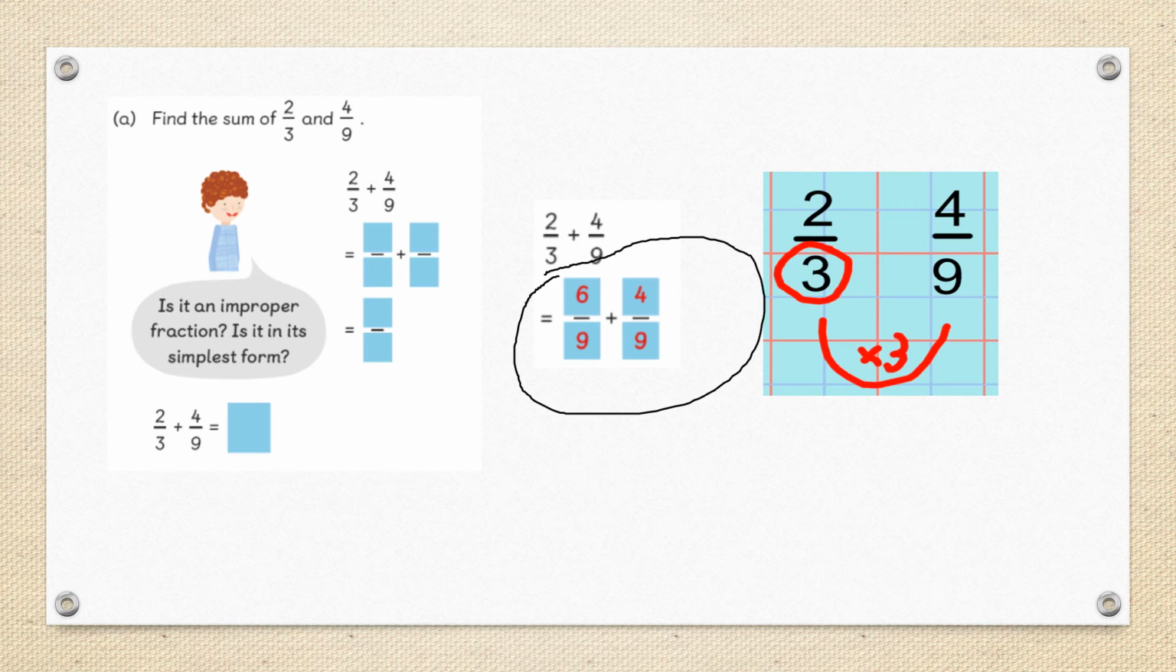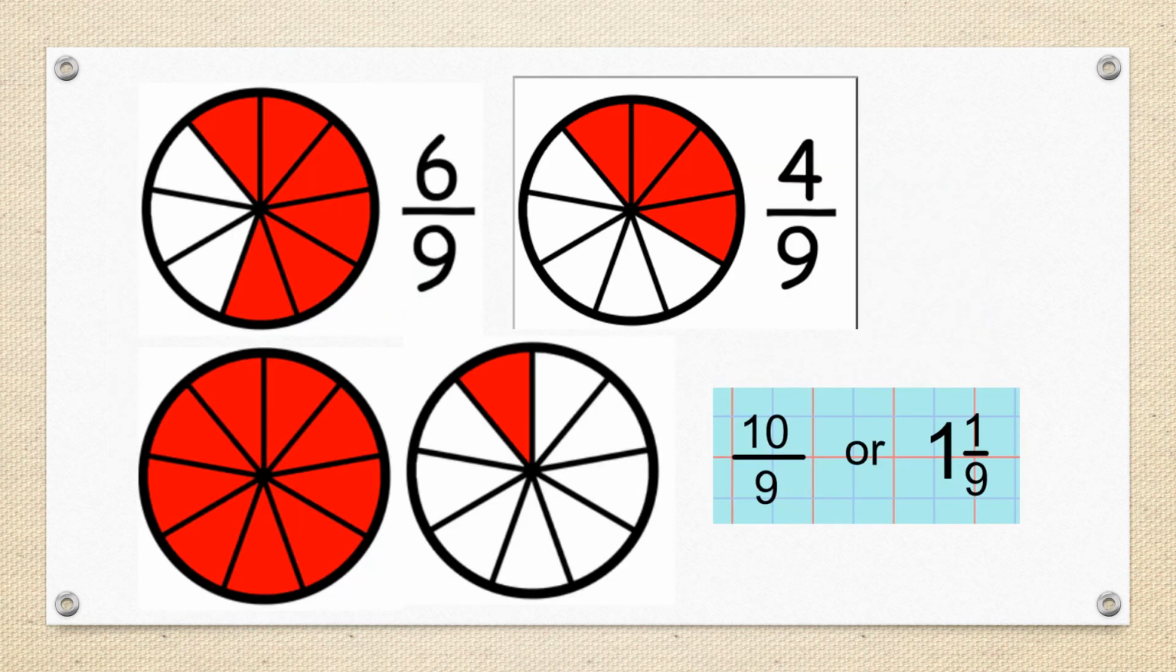6/9 add 4/9. The problem with this calculation again is that it makes an improper fraction. And I've illustrated this using the images below. So we've got 6/9 here, 4/9 here. When we add them together, we end up with 1 whole and 1/9, or 10/9. As you can see, the mixed number fraction is 1 and 1/9, and the improper fraction is 10/9.